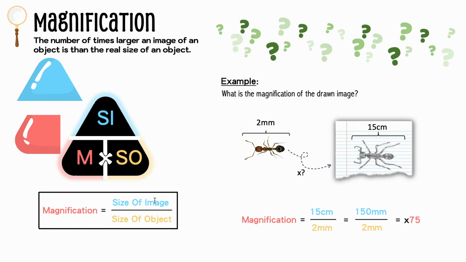Obviously, on the exam, they can ask you different variations. Sometimes they can ask you to calculate size of image or size of object. There's a ton of different ways they can ask this question. So try to do many different versions to get prepared for any kind of possibility on the exam.